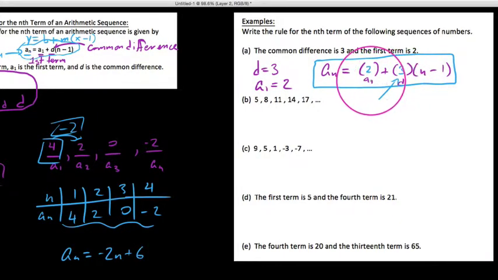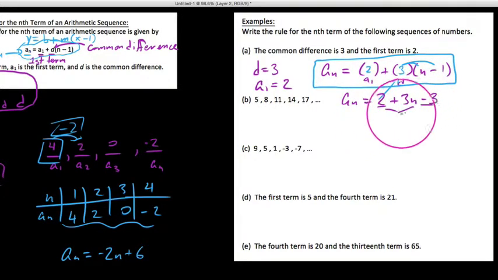But anyways, this right here should and could be simplified in most senses. So an is actually equal to 2 plus, and we distribute the 3 here, we get 3n minus 3. And when we combine the constants, we say an equals 3n minus 1, or -1 plus 3n. You could look at it that way. I get some people that write it this way.